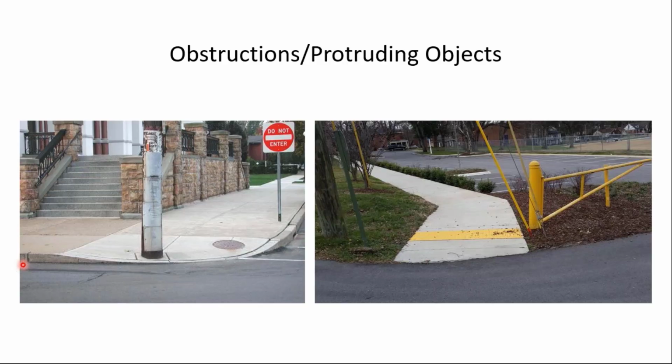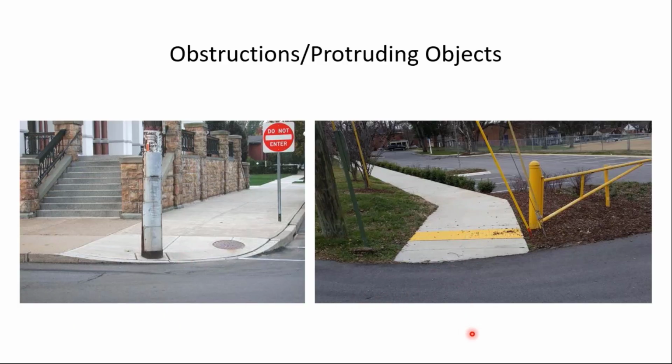Obstructions are what are called protruding objects. And I realize in the East and Midwest, we have older infrastructure than, say, maybe the western part of the United States. And so we have above ground, underground utilities to deal with. And that can be a challenge when we're trying to comply with PROWAG. And here, I don't know the details of this, but it looks like this agency tried to make this corner accessible to the extent practicable to do so, given the above ground and underground utilities, although they do need a detectable warning surface here.